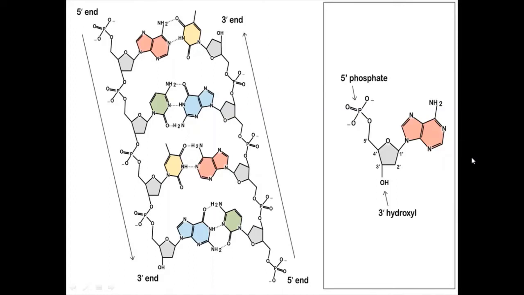One end of the polynucleotide chain always terminates with a phosphate group at the 5' carbon of deoxyribose sugar. This end is called the 5' end. The other end terminates with a hydroxyl group at the 3' carbon of deoxyribose sugar. This end is called the 3' end.